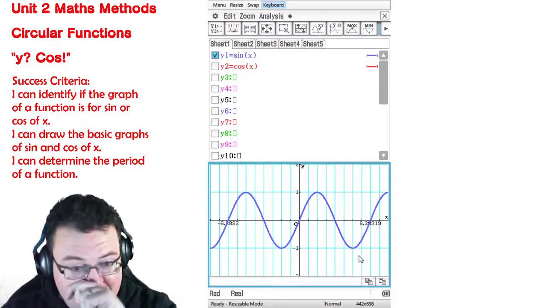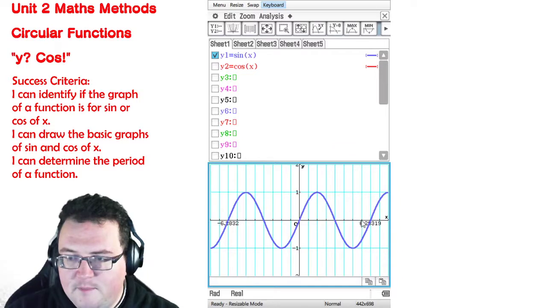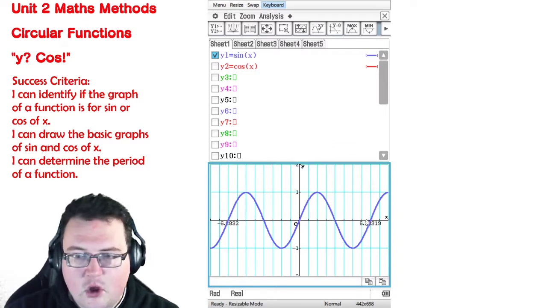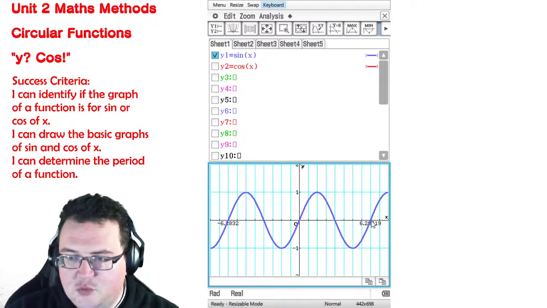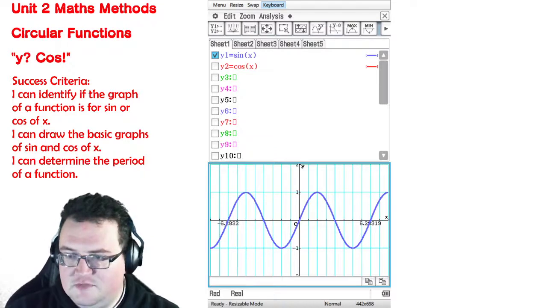So what that means for this graph is if I start at 0, every single marking here is pi on 4. That means it's 8 markings to here, which means that this is 0 to 2 pi. So 0 to 2 pi, and then I have an extra pi on 4, 2 pi on 4, that's an extra pi on 2 either side.